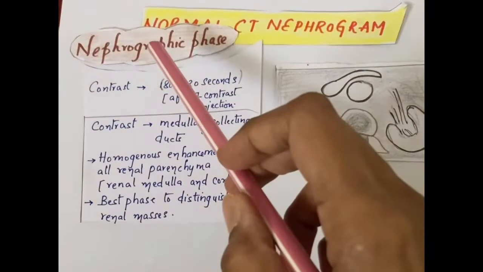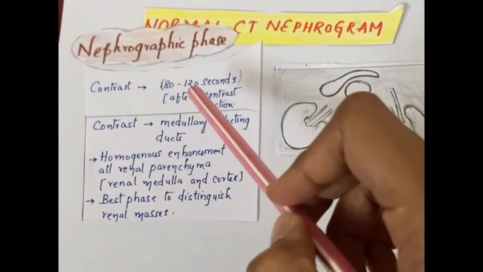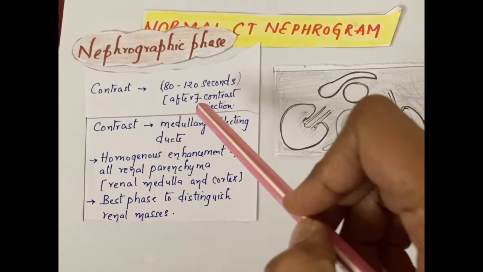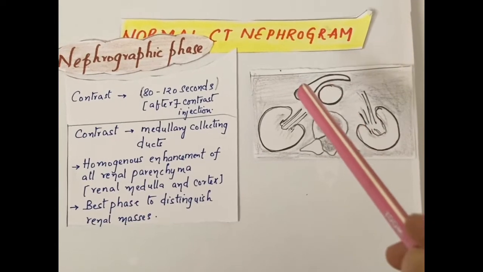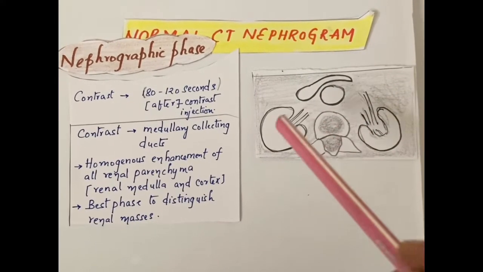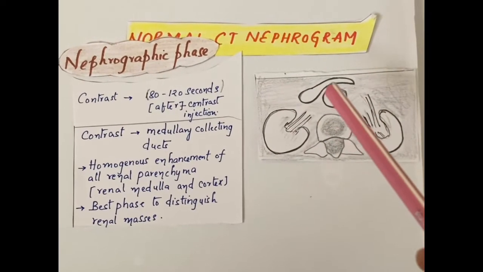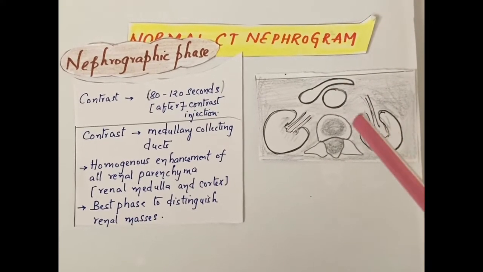Next we have the nephrographic phase. It begins 80 to 120 seconds after the contrast injection. Now the contrast passes into the medullary collecting ducts. Here we have an aorta, we have an IVC. Here we have a spine and both kidneys. The contrast passes into the medullary collecting ducts, and the medulla also enhances.